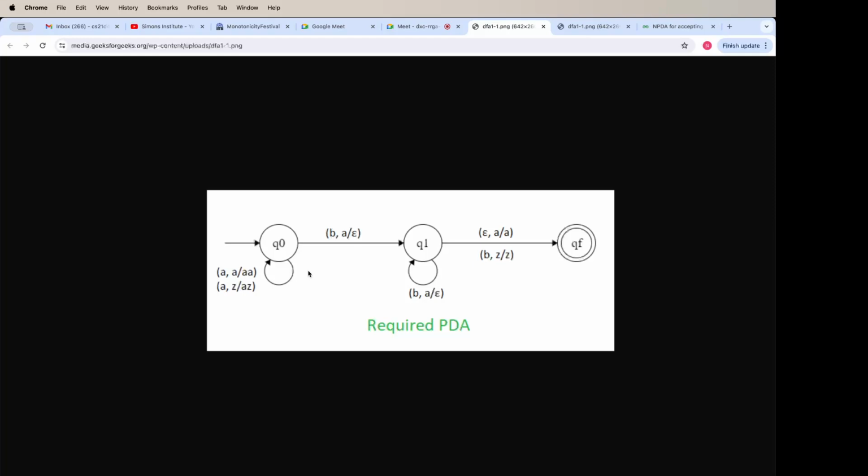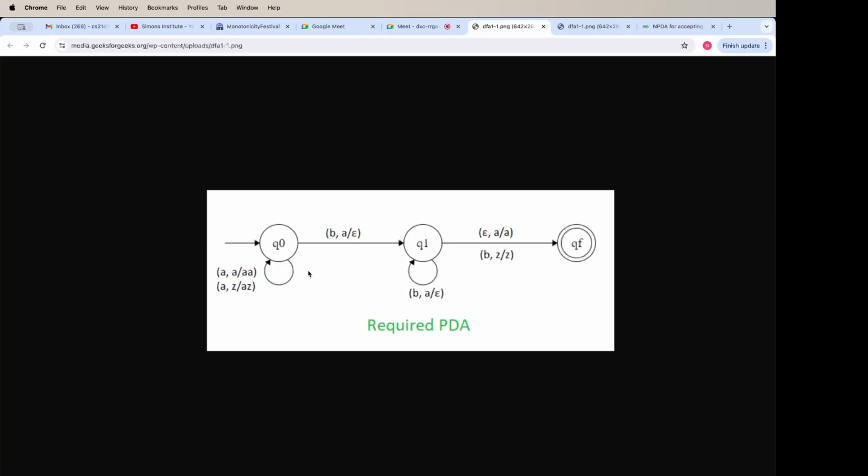Okay, so it means that if on seeing an a in the input and I see a z on the stack, then push a z, meaning z is already there and I'm pushing a. Getting it? It's similar. It's just that I was looking from left to right and they were looking from right to left.